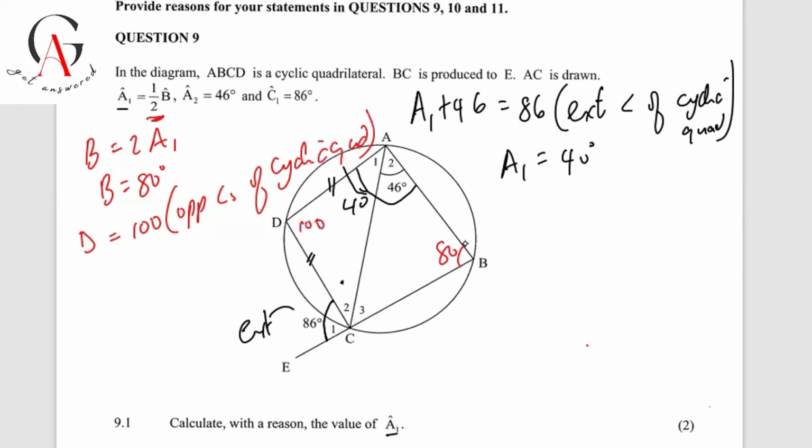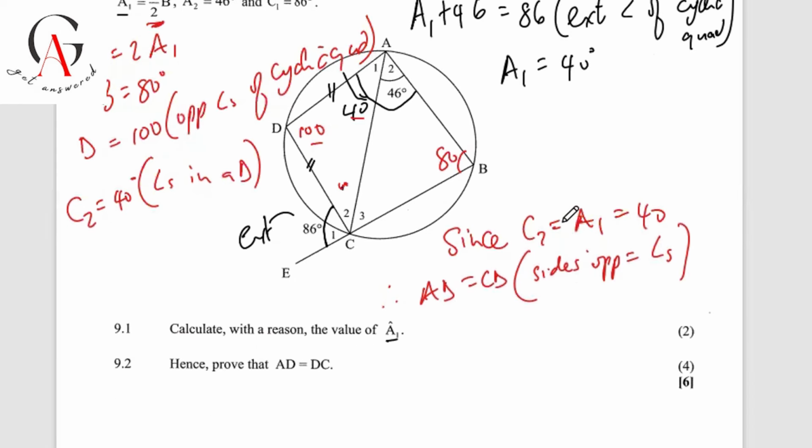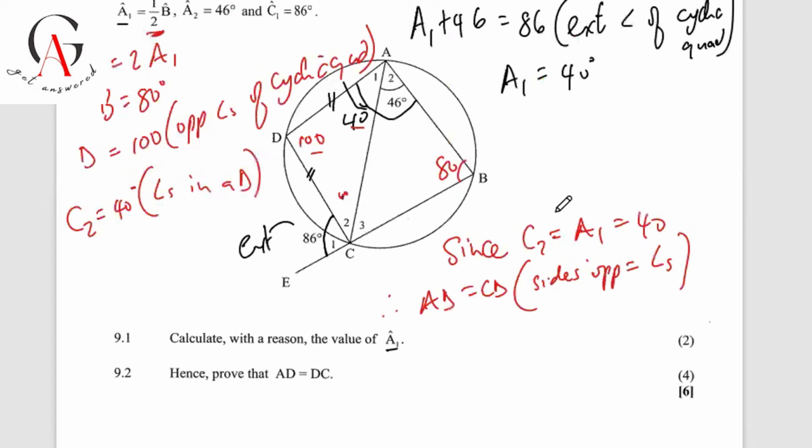Okay, so this is 100. If that's 100, that's 40, we can find C2, which means C2 is going to be 40, angles in a triangle, because 40, 100, and 40 must give us 180. Now you can say that since C2 is the same as A1, which is 40, therefore AD is the same as CD or DC. Reason would be the sides opposite equal angles, or the converse of angles opposite equal sides. So that is how we would have gone about with 9.2.